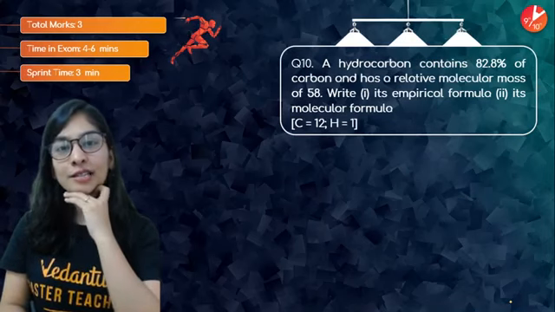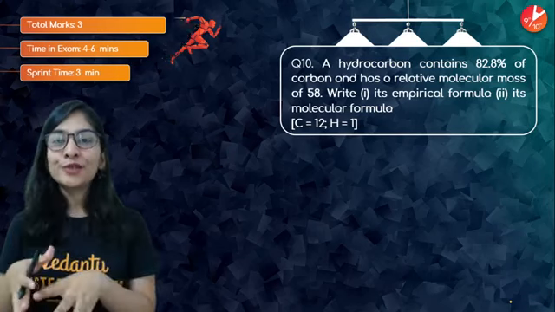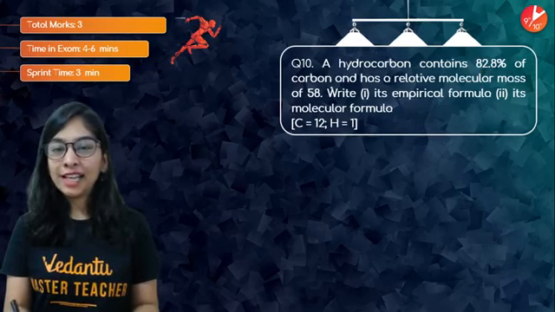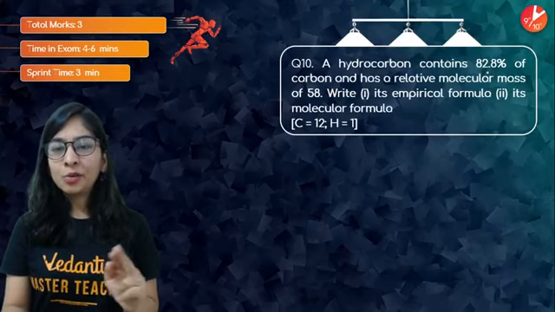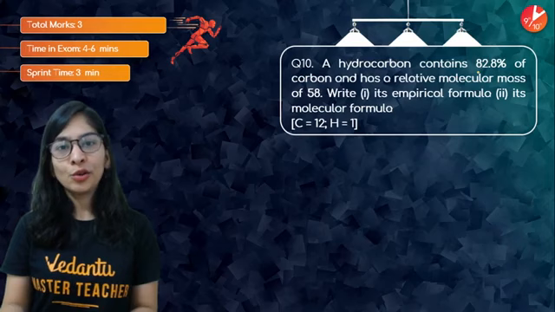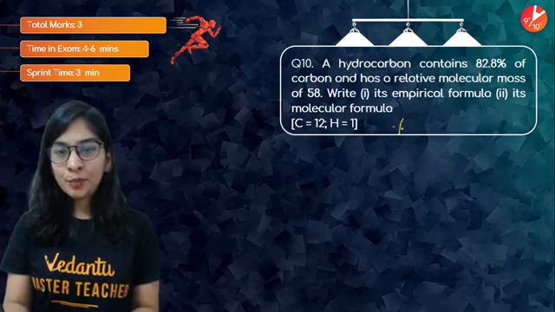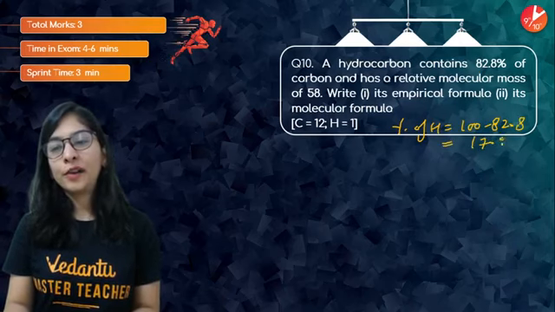And the next question is the most important question, coming last so that you'll be able to solve this question till the end. A hydrocarbon contains 82.8% of carbon. Hydrocarbon, carbon and hydrogen, and only the percentage of carbon is given. You can calculate for hydrogen, right? 100 minus 82.8. So the percentage of hydrogen will be 100 minus 82.8 and that's 17.2.